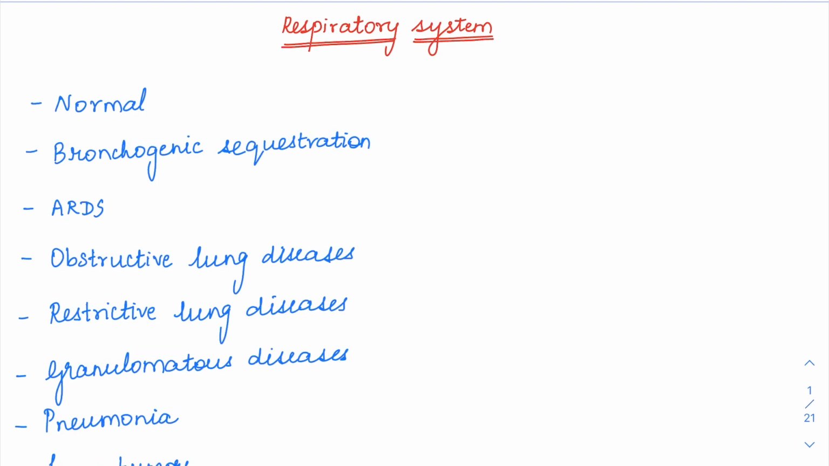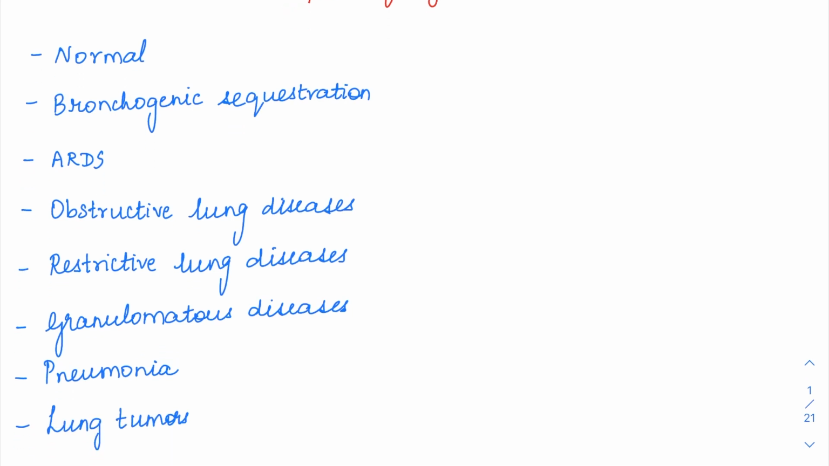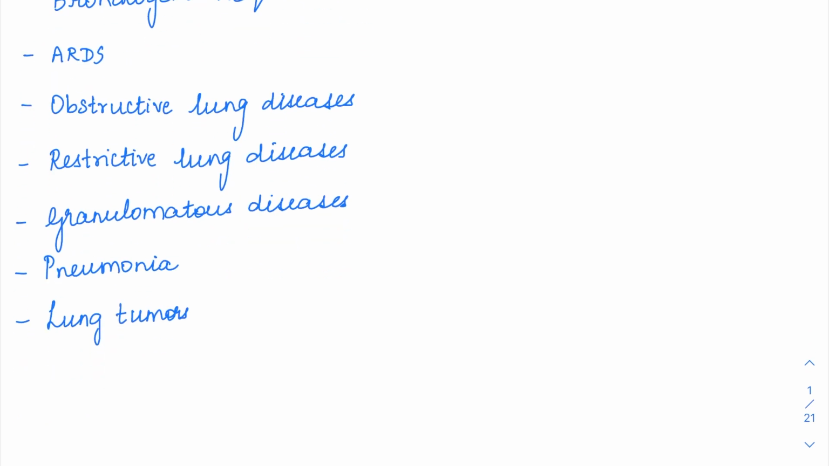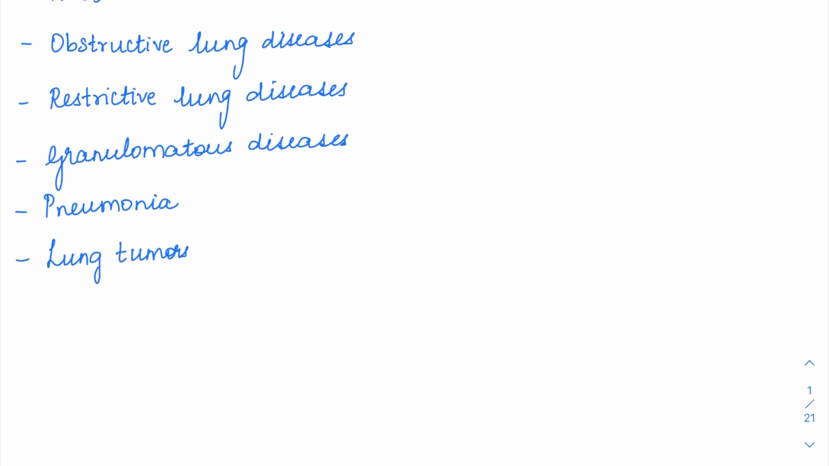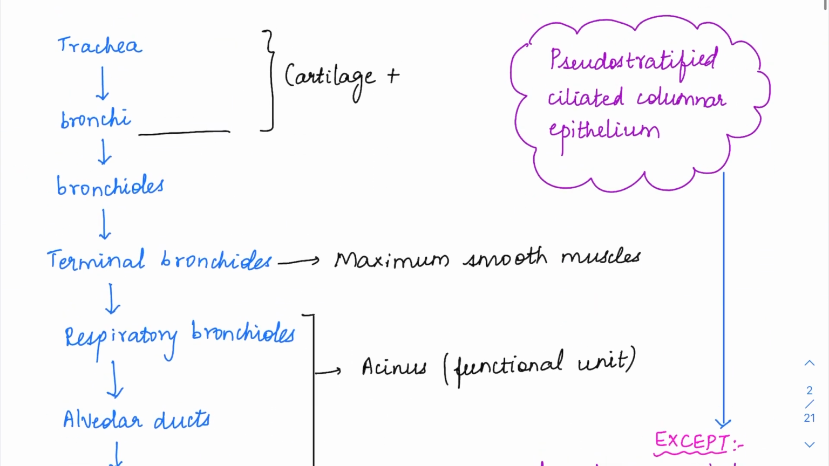So next we'll move on to the respiratory system. Under the respiratory system, we'll be discussing initially the normal structure and anatomy. Then we'll see about bronchogenic sequestration, acute respiratory distress syndrome, then the various obstructive lung diseases and restrictive lung diseases, then the granulomatous diseases, pneumonia and lung tumors. So let's start with the normal anatomy first.